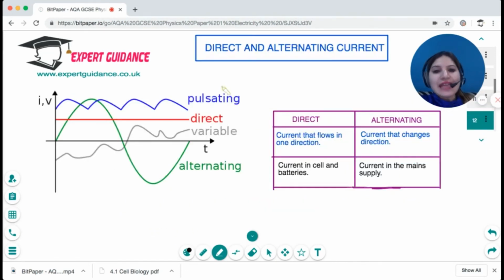Okay. Next is, there are two types of current, direct and alternating current. Direct current flows in one direction. You can see the graph is just a straight line. It is the current in cells and batteries. In alternating current, the current switches direction. And this is what is there in the mains supply.